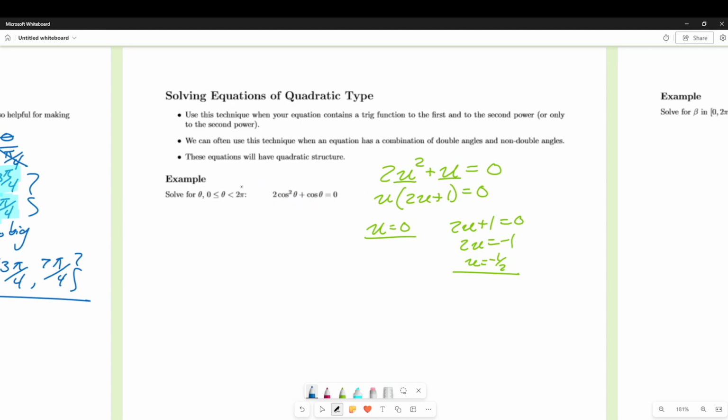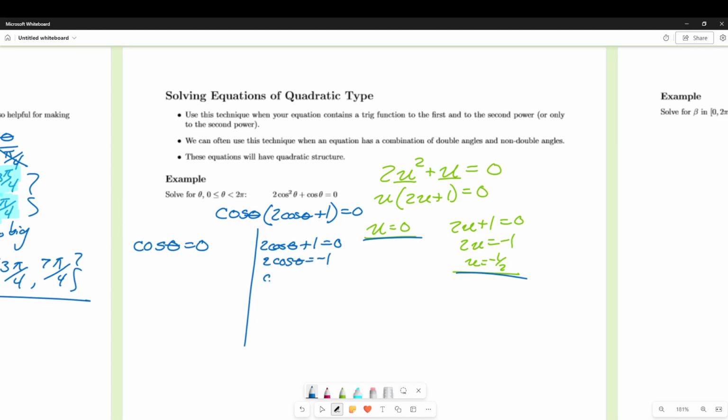But since they do match here, we're just going to use that same factoring tool. Cosine of theta times 2 cosine theta plus 1 equals 0. As long as a product equals 0, we can use the zero product principle. So we get cosine theta equals 0, and 2 times cosine theta plus 1 equals 0. Same things we got over here. And frankly, we can just go right to cosine theta equals negative 1/2. Let's do that. Cosine theta equals negative 1, divide by the 2, cosine theta equals negative 1/2.